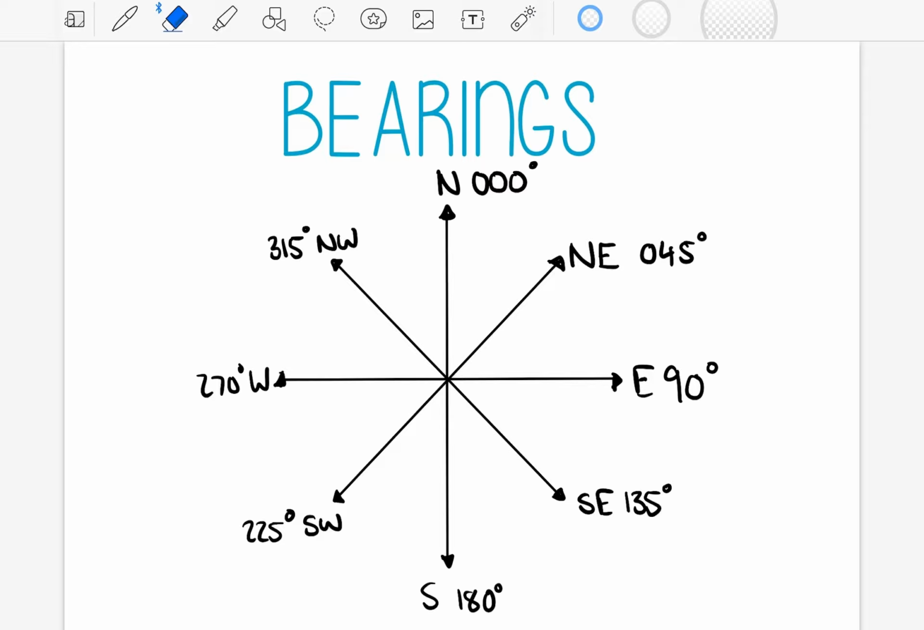Hi and welcome to another maths example video. This one is looking at bearings, in particular true bearings. When we say true bearings, it means that we have been starting from north, the origin, and then it's saying how far we've gone around.